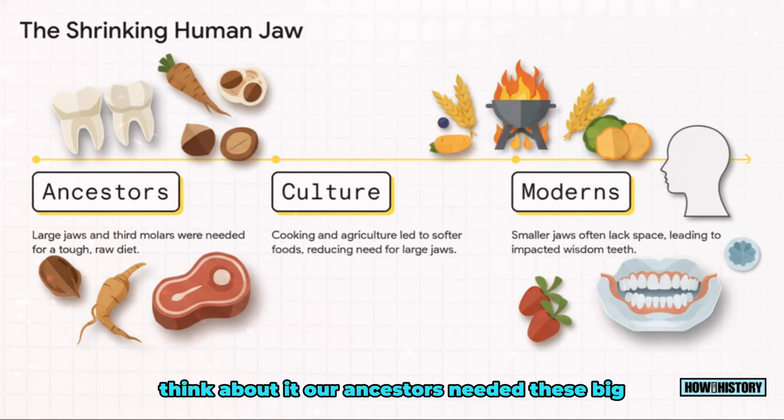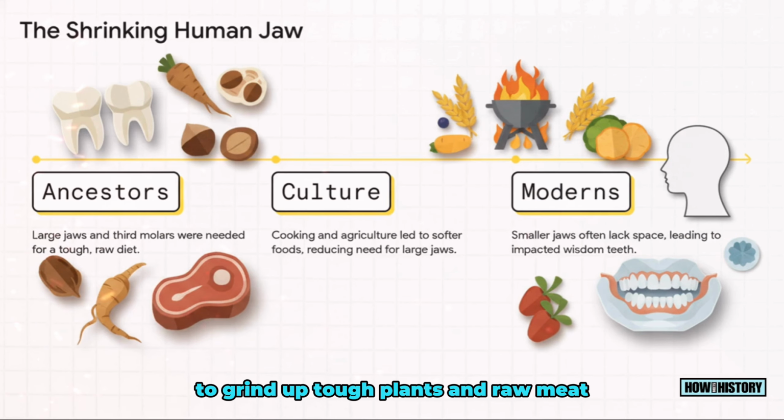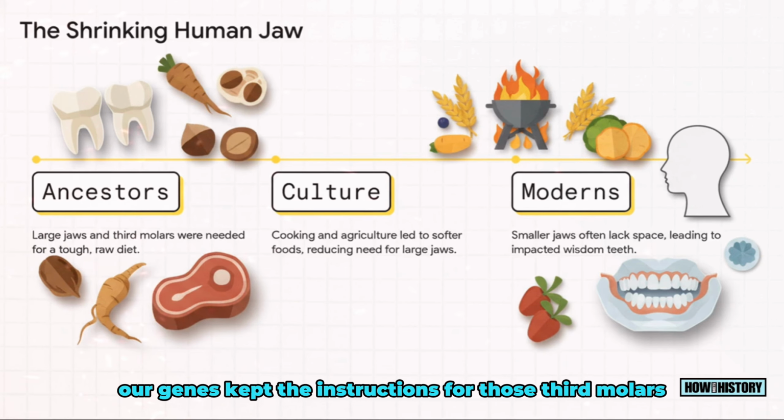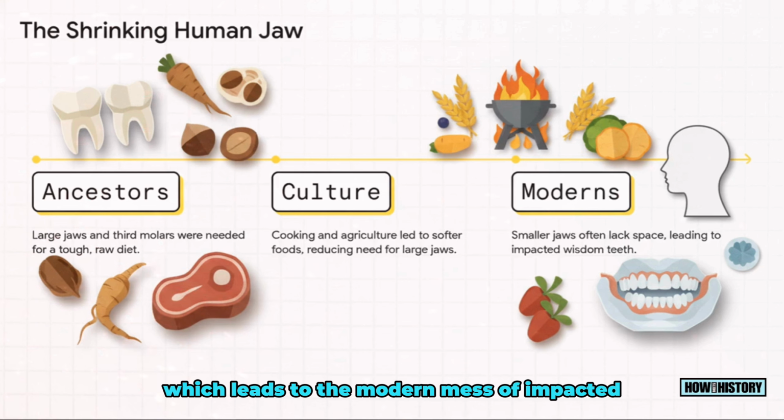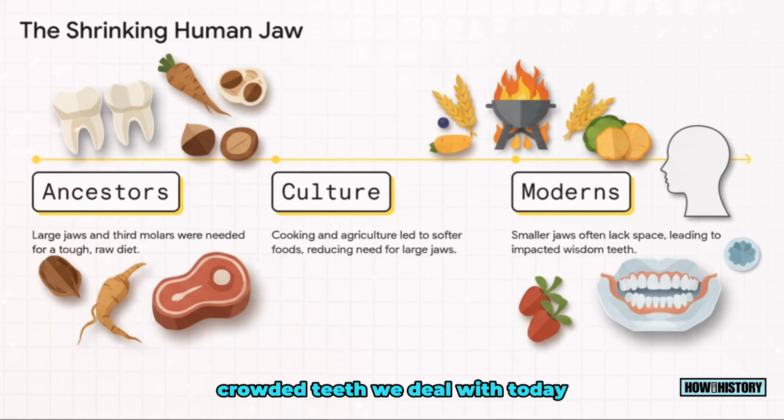Think about it. Our ancestors needed these big, powerful jaws and a third set of molars to grind up tough plants and raw meat. But then we figured out fire and farming. And with softer cooked food, our jaws didn't need to be so huge, so they gradually got smaller over generations. The problem? Our genes kept the instructions for those third molars, which leads to the modern mess of impacted, crowded teeth we deal with today.